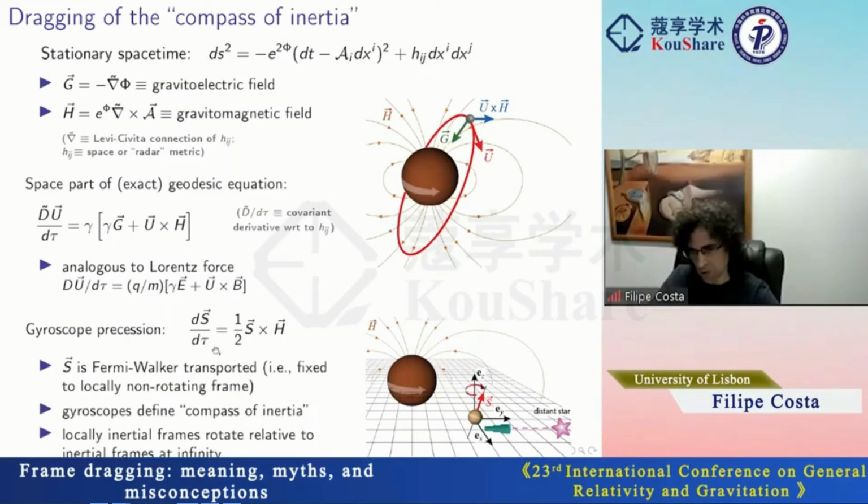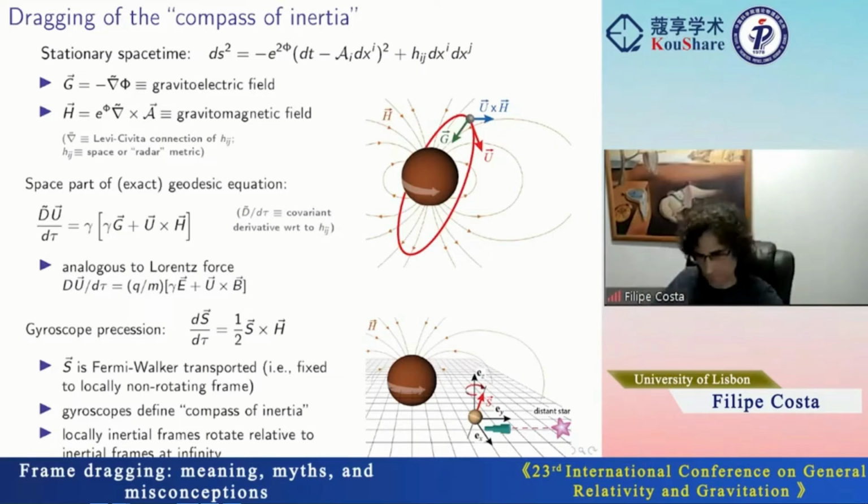But see, this is the Fermi-Walker transport law, stating that the spin axis of gyroscopes are fixed to locally non-rotating frames. In other words, that gyroscopes define the local compass of inertia. So what we are saying is that locally non-rotating frames, or in particular local inertial frames, rotate with respect to inertial frames at infinity or to the distant stars. So this is the reason for the term frame dragging of inertial frames.